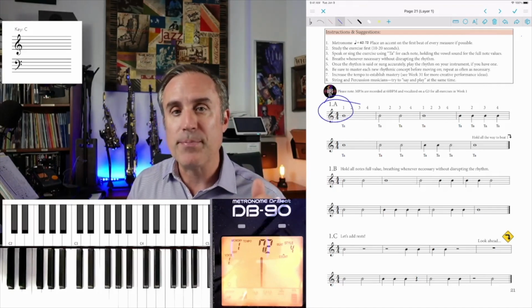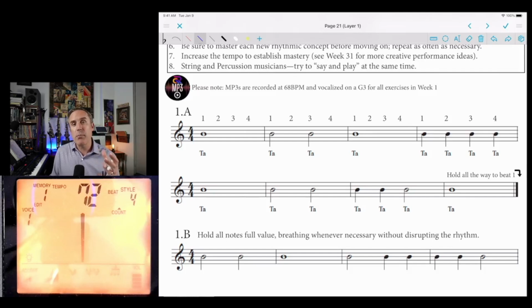So here we go. I've changed the screen a little bit just so that it's easier for you to see. The metronome screen is a little bit larger, the exercise is a little bit larger, but we're still going to do exercise 1A. So the goal here is to turn the metronome on. We're going to be doing it at 72 beats per minute. So when the metronome is clicking, every single beat will represent a quarter note. So 2 beats would be a half note, 4 beats would be a whole note.